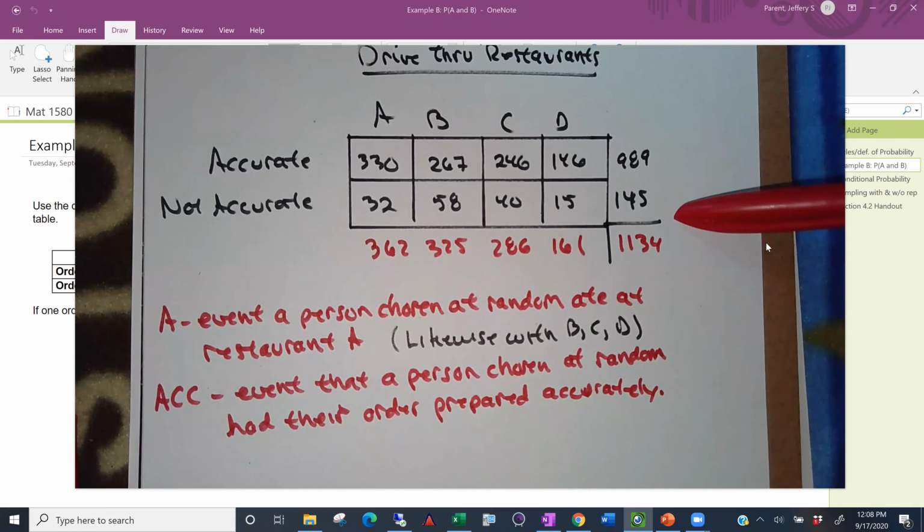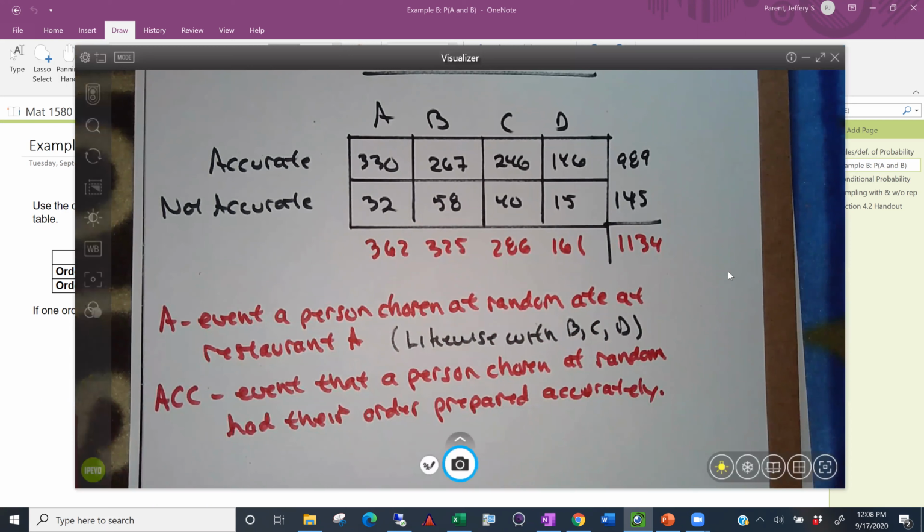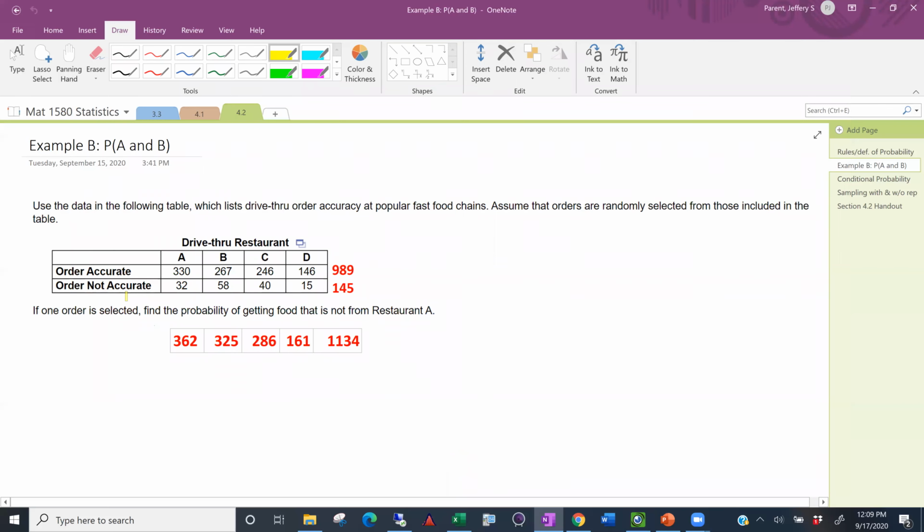So with this data set, let's define a couple events. Event A is a person chosen at random went to restaurant A. Likewise, you have events B and C and D. I'll also use ACC as the event that a person chosen at random had their order prepared accurately. So let's calculate a few probabilities, starting with the first one, outlined by the question over here. It says, if one order is selected, find the probability of getting food that is not from restaurant A. You know what? I'll go back and cover that one in a minute.